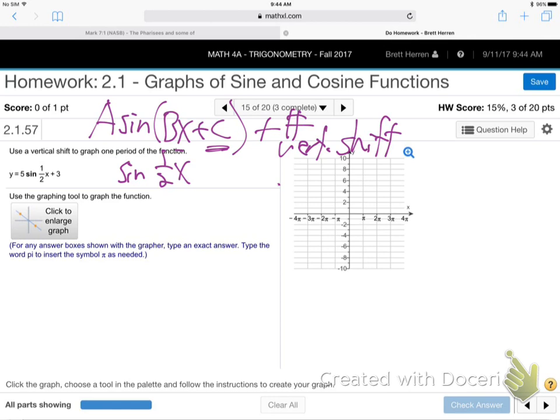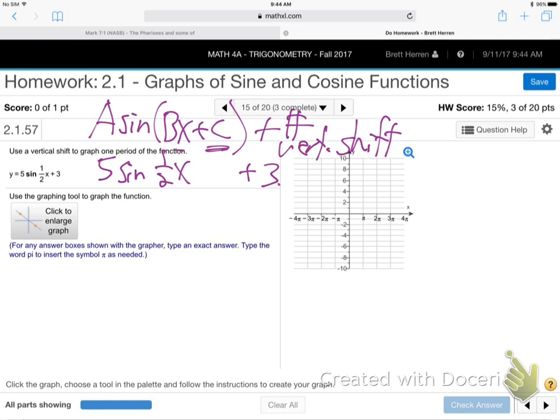So try to get the graph. Get one cycle on that graph. Give you just a second, and I'll jump in. Okay, so we're doing good here. Let me jump in and help.